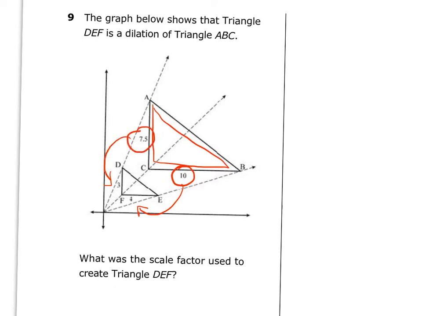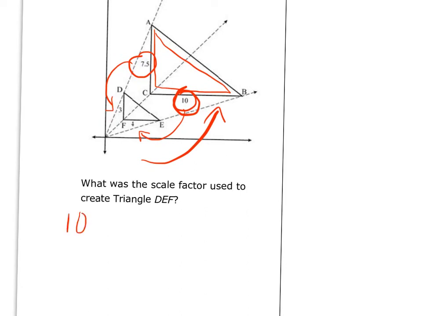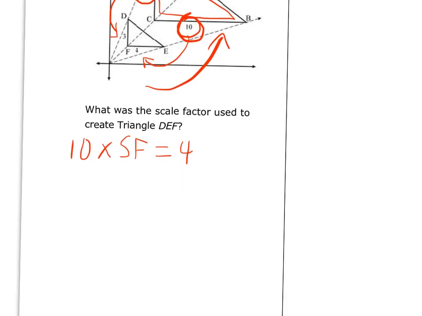A lot of y'all did the opposite. You looked to see what times 4 would give me 10. You know, you came this way. And that's backwards. We're trying to figure out the other way around. So you would say 10 times whatever our scale factor is will equal 4. Well, how do I figure out what that scale factor is? Divide 4 by 10. And you get 0.4. That's our answer. That was really heavily missed on the test last time, so make sure you know how to do that.